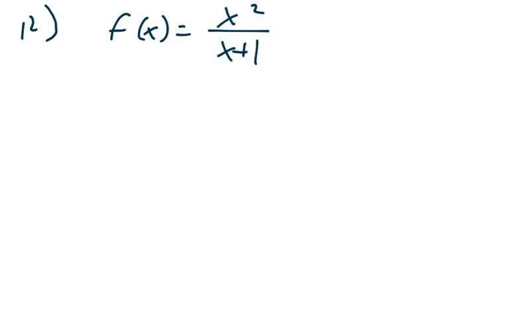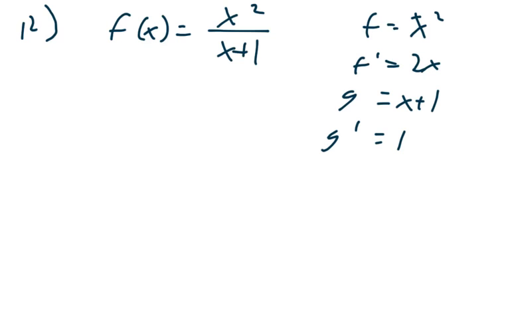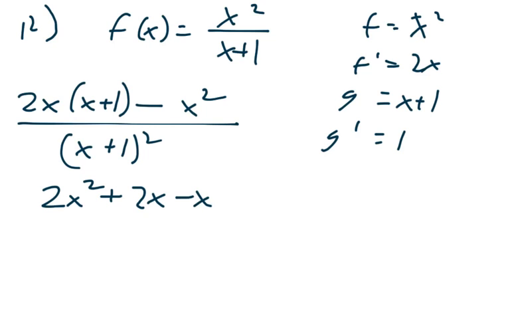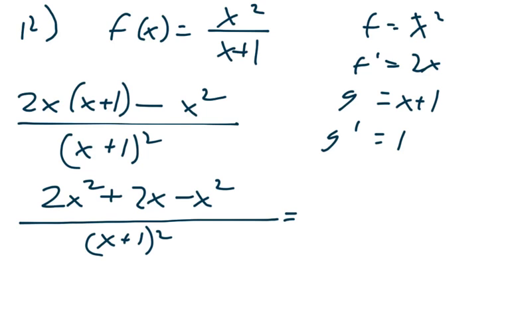So here I need to take the derivative. So x squared, the derivative of that is 2x. X plus 1, the derivative of that is 1. So I have 2x times x plus 1 minus x squared over x plus 1 squared. So we got 2x squared plus 2x minus x squared over x plus 1 squared, which gives me x squared plus 2x over x plus 1 squared.